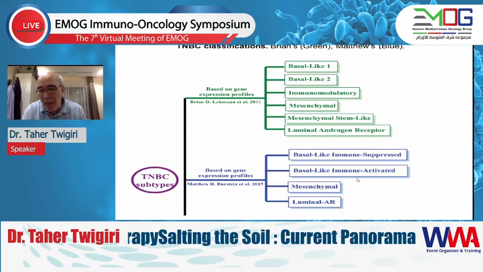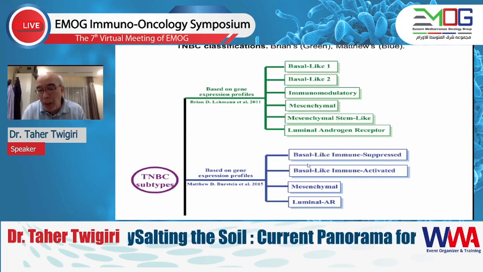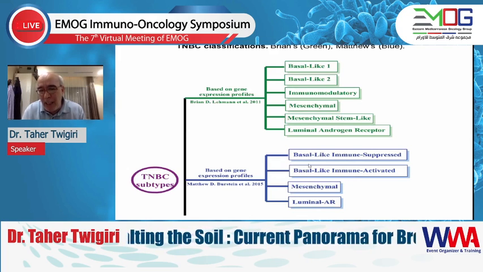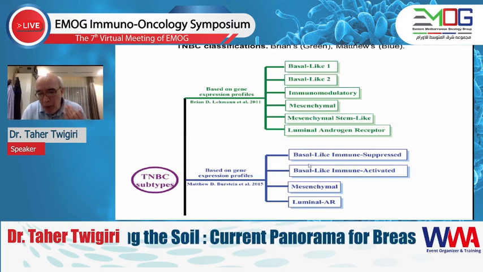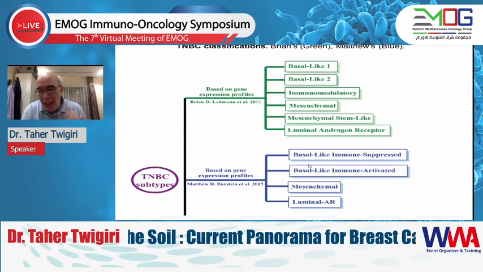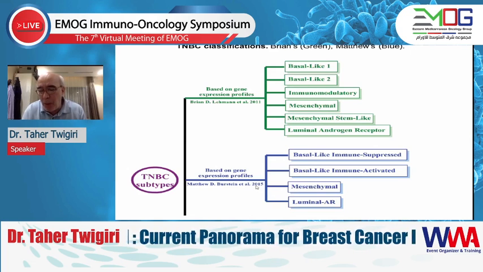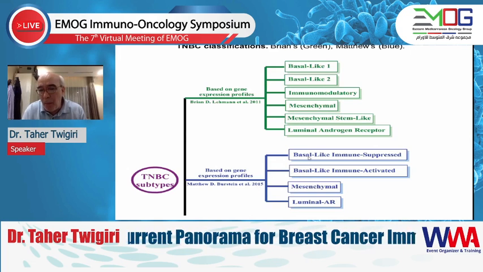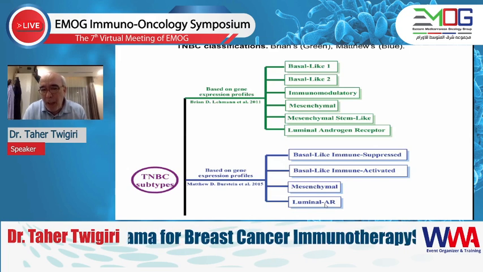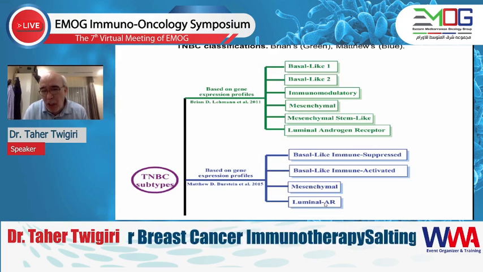Now, as you remember, in 2011, this is the classification of the triple negative disease, but now there is agreement, at least in 2021, that this is the gene expression profile that we are using in the majority of clinical trials, which has been established since 2015: basal-like immune suppressed, basal-like immune activated, and mesenchymal and luminal androgen receptor. And since then, most of the studies are concentrating on this direction.